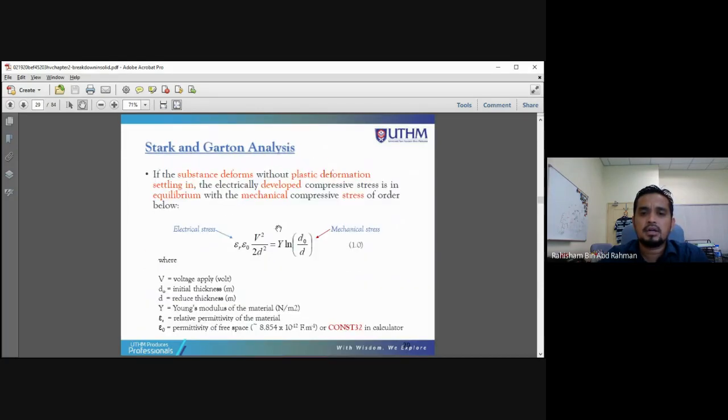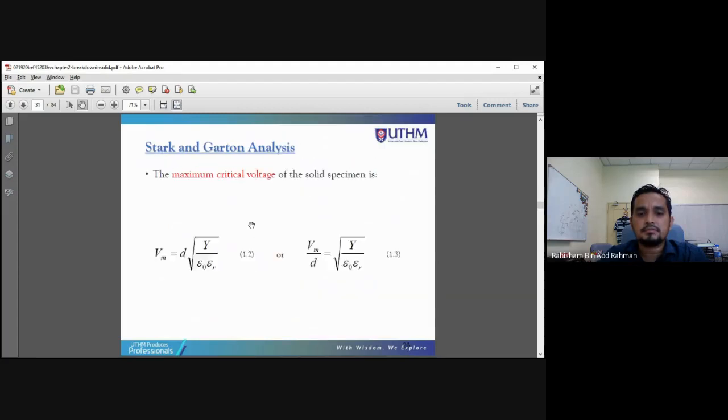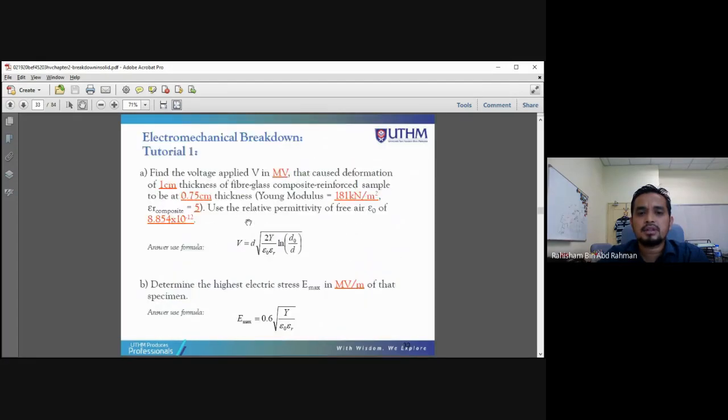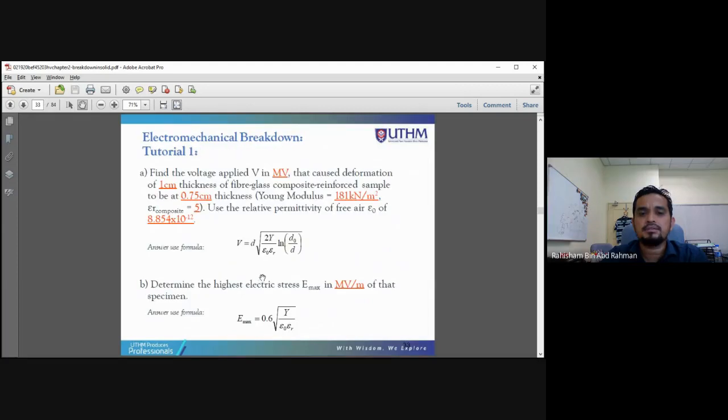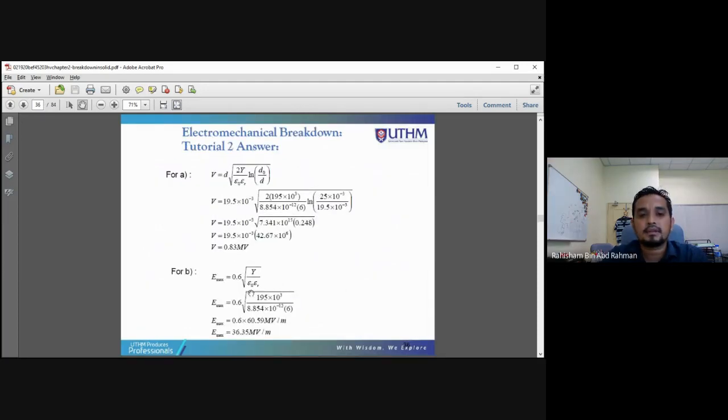And then okay, for these formulations, hopefully you all should be able to understand and use the formula. Okay, we have this one, Stark and Garton analysis. We have the thickness, final thickness, and the reduced thickness, etc. So you plug in the values, and then that will give you the value that is required. For example, in this case, find the applied voltage. And the other one is the highest electric field strength.